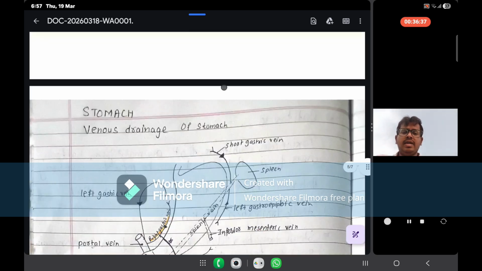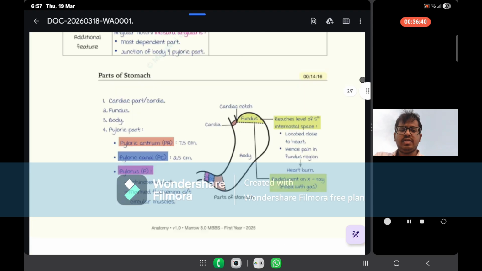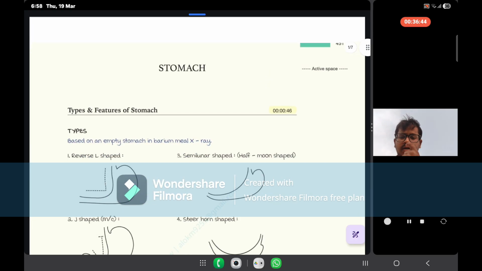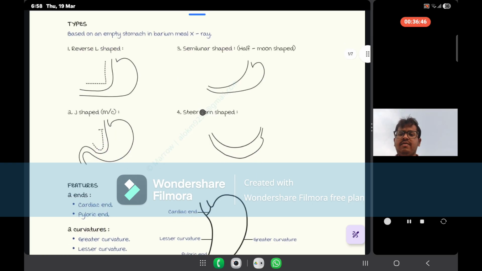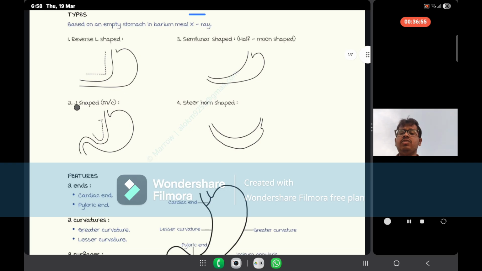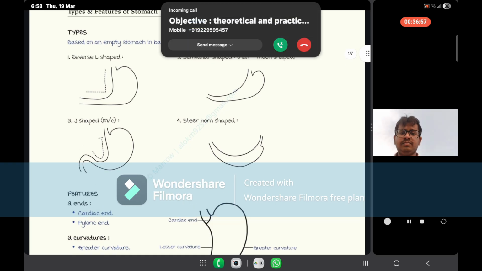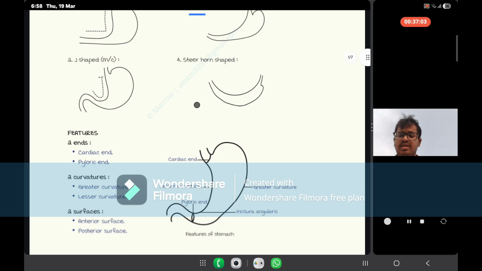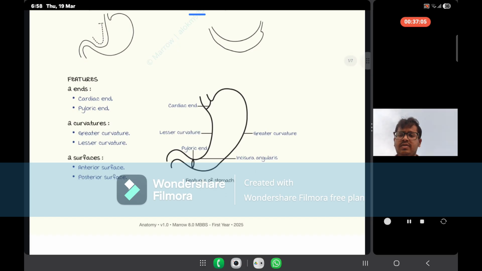So I am quickly revising this, so you can see here. We talk about the features of the stomach, the type based on the empty stomach barium X-ray meal. We are having four things, that is reverse L shape, semi-lunar shape, that is the half moon shape, and J shape. When we talk about J shape, it is the most common. This is the most common steer horn shape.